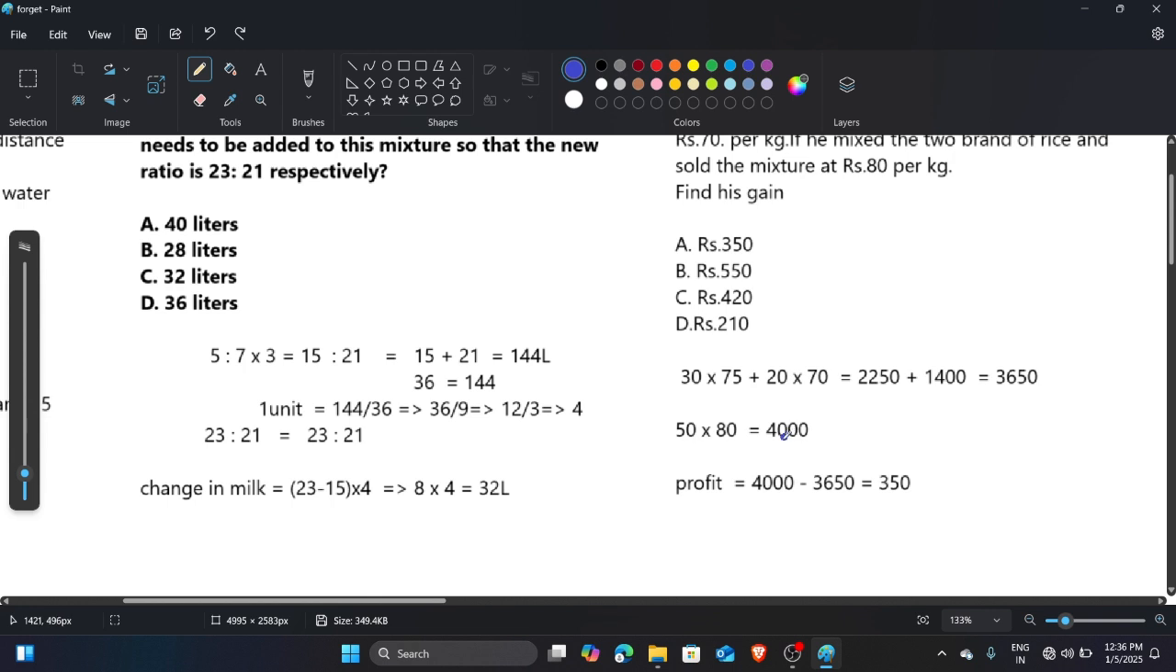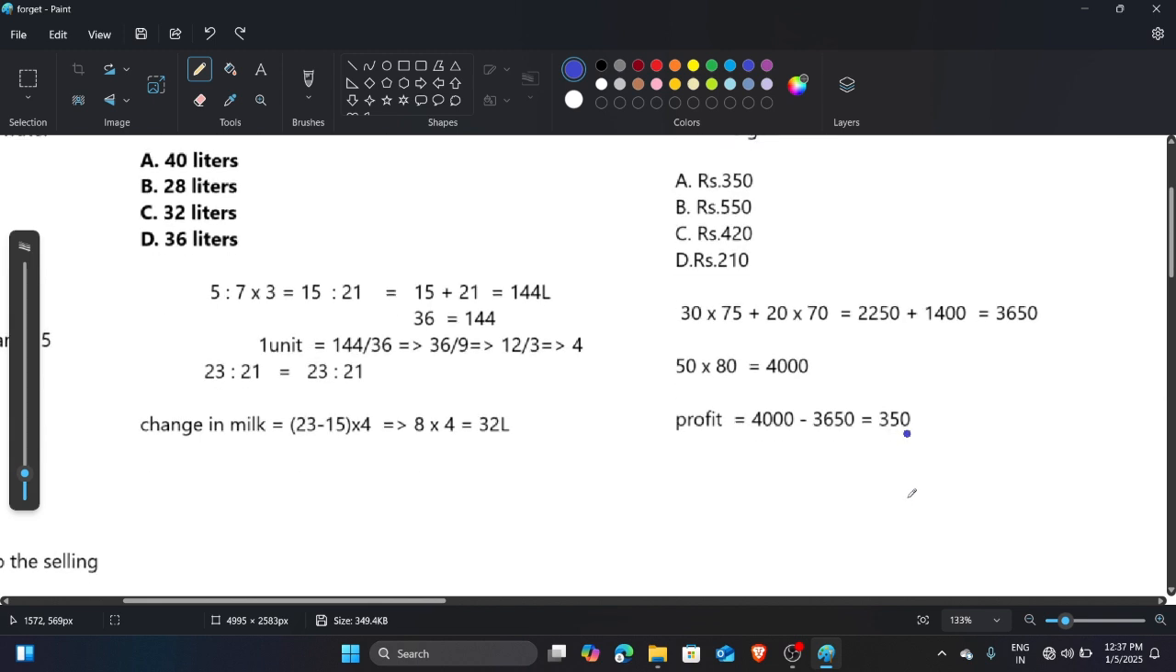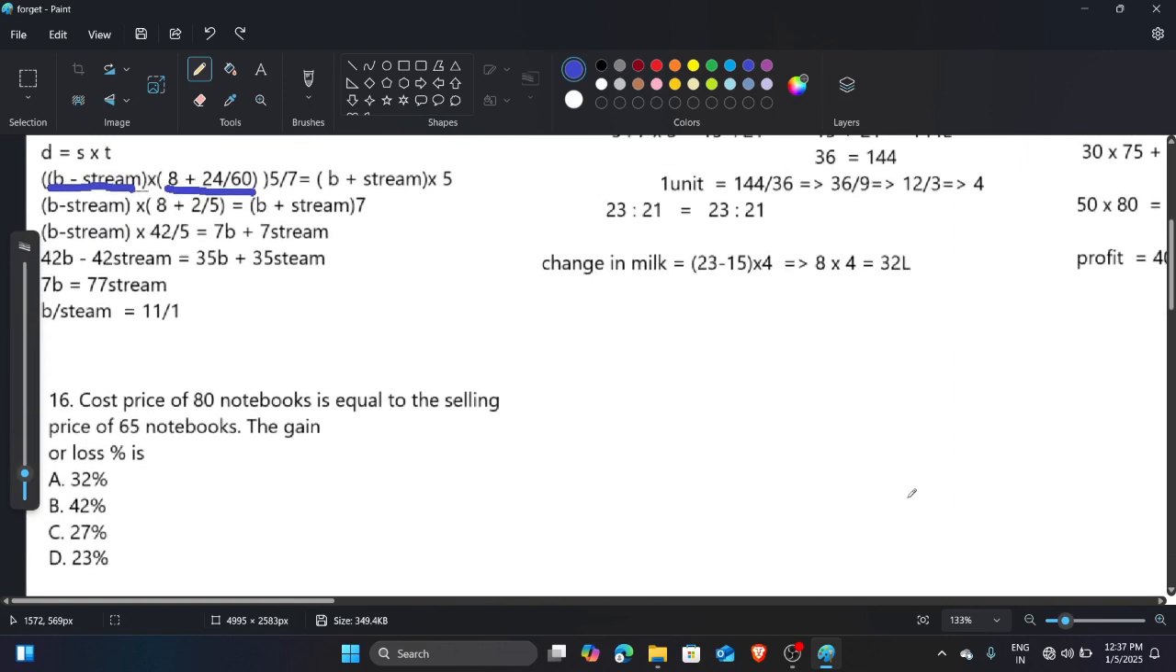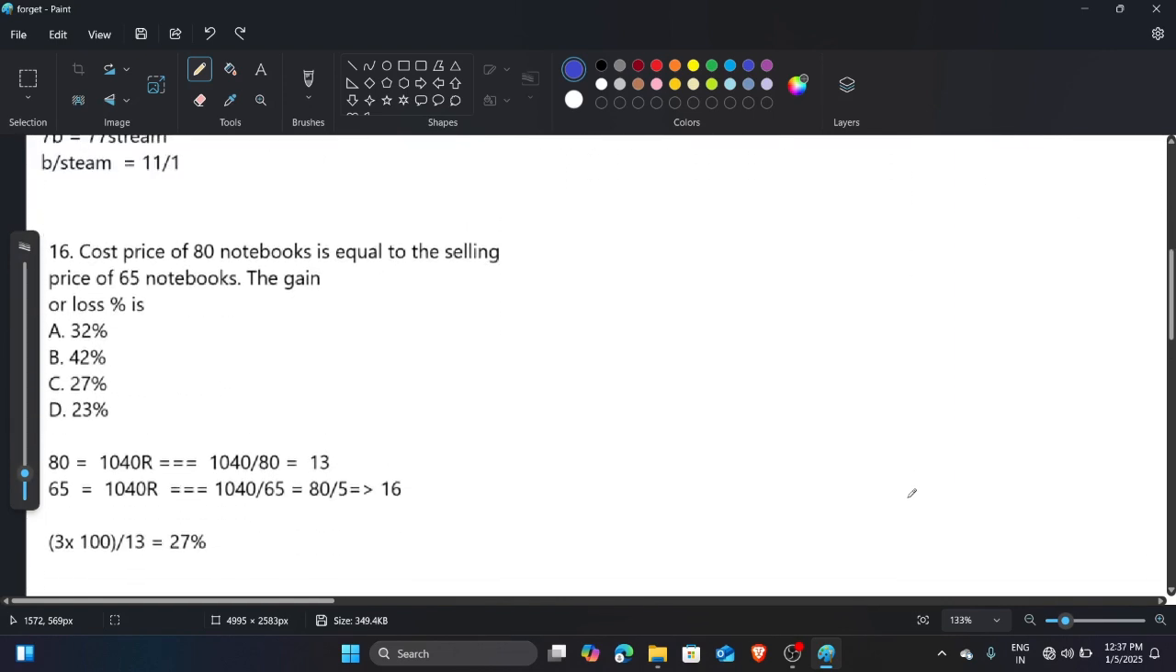So the selling price is 4,000. So you can see that we subtract 3650 from 4,000, and it says 350. It means we gain 350 rupees. Okay, so this question we have done, and now the 16th one, yeah, it is also so small.